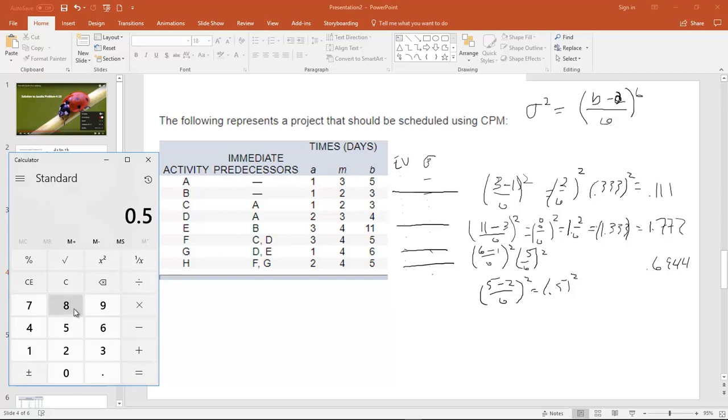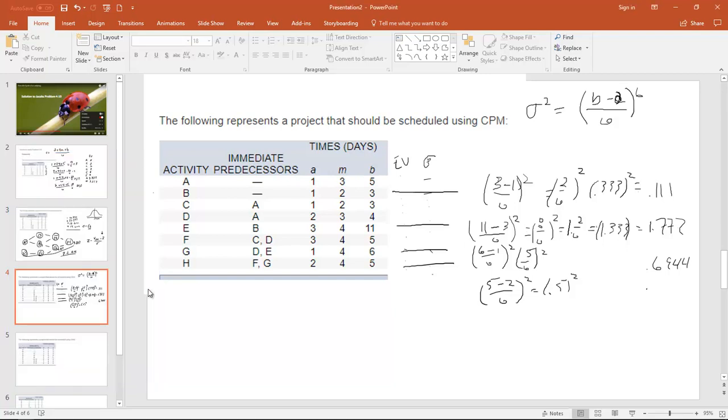Okay, so we have to take 0.5 squared. That gives us the 0.25. Okay, so we have 0.25. Now we have individual variances. These are all the variances, and just like doing the expected value, we're only using the critical path here.